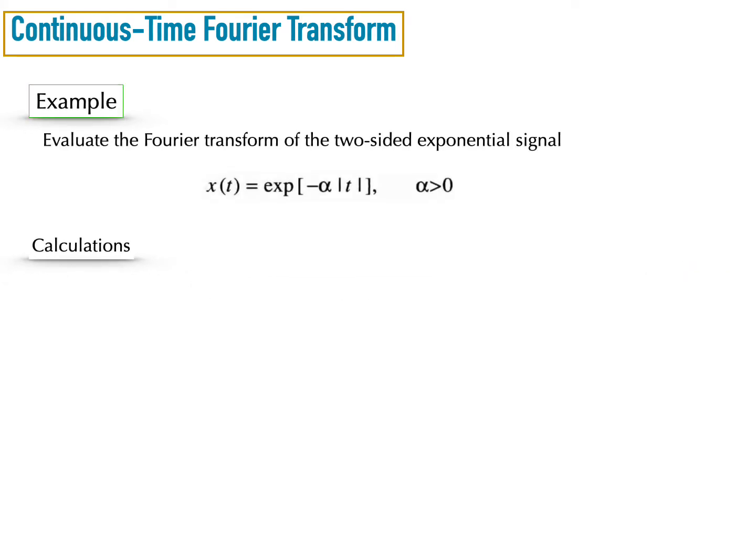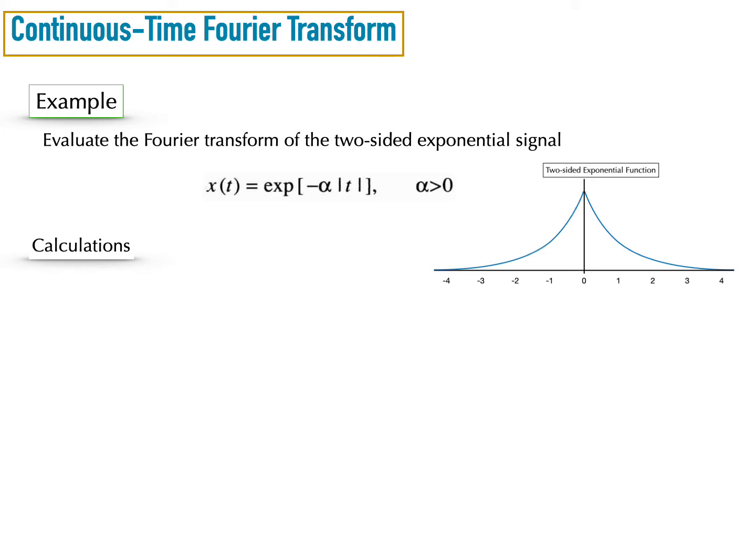Now we have to perform the Fourier transform on a two-sided exponential signal. You notice that the function is exactly the same. Only one thing is missing, that is the unit step function. It's not here now. Now it will look like this. So the two-sided exponential function exists on both sides of 0, positive side and negative side both.